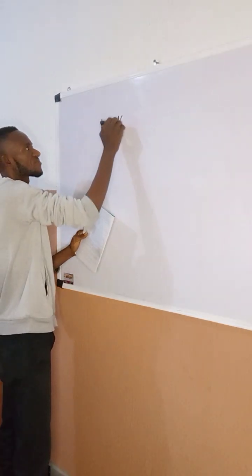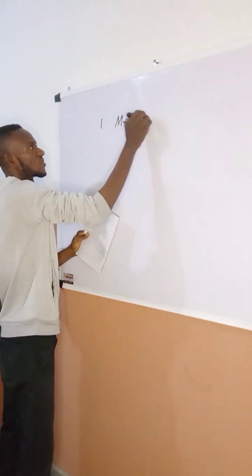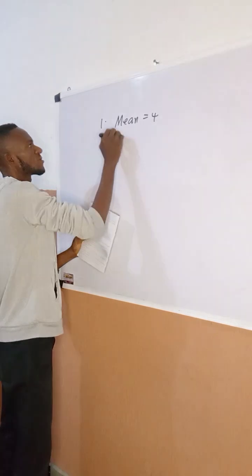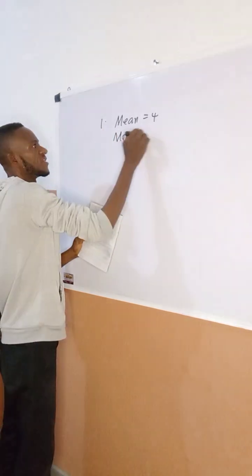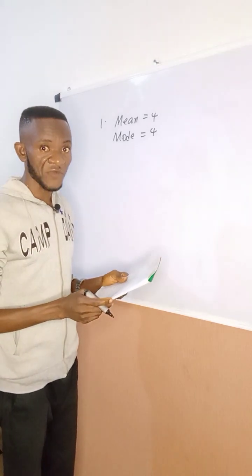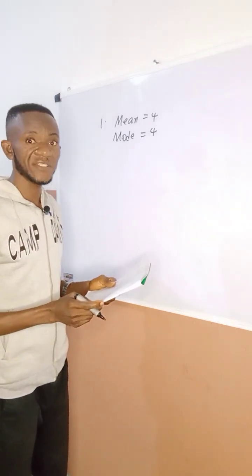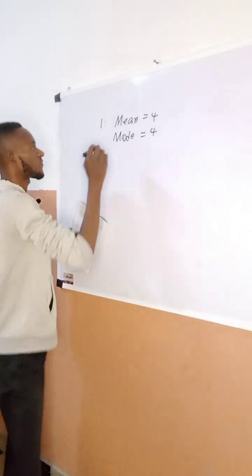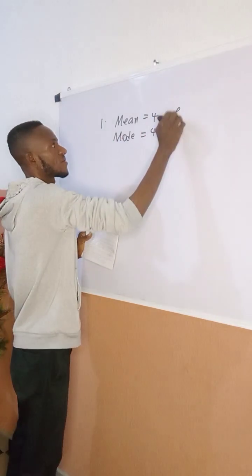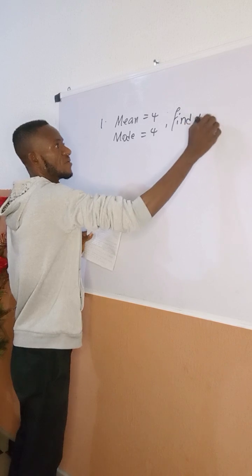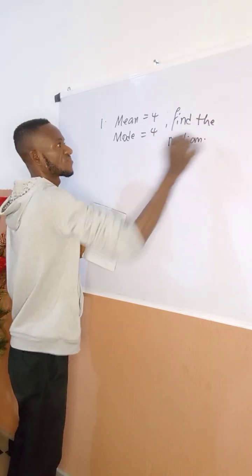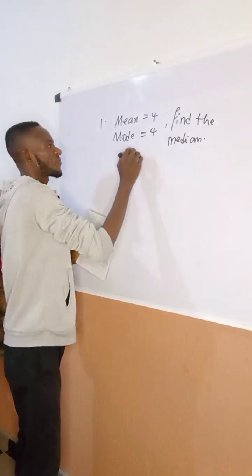So mean is given as what? 4. And then the mode is given as what? 10. Then the question further says, find the median. So find the median. I'll first of all write solution.